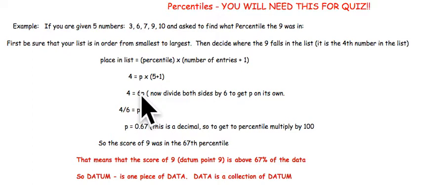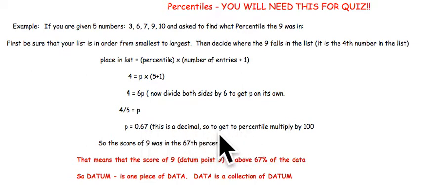We assume it's multiplication. Now we divide both sides by 6 to get P by itself because inverse operations, right? So P equals 0.67. This decimal's been rounded up. Normally that would be a repeating decimal because 2/3 is 0.666666 on forever.